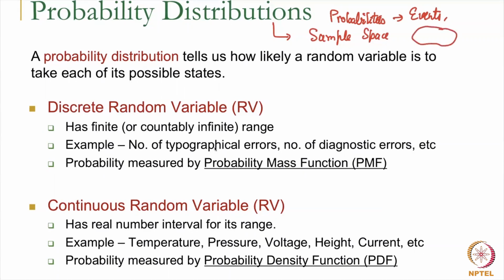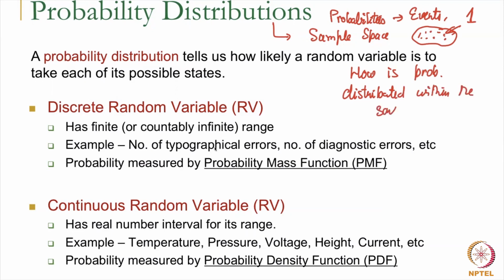So imagine there's a sample space. All the possible events are here, and all of them sum up to 1. All possible events sum up to 1. What probability distribution tells you is how probability is distributed within the sample space. Remember, probability distribution corresponds to the sample space, whereas probability corresponds to one event or a few events, whatever you are interested in.